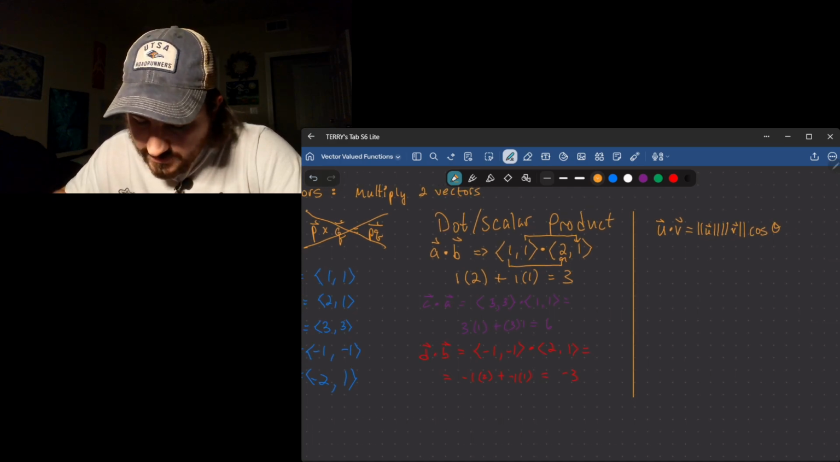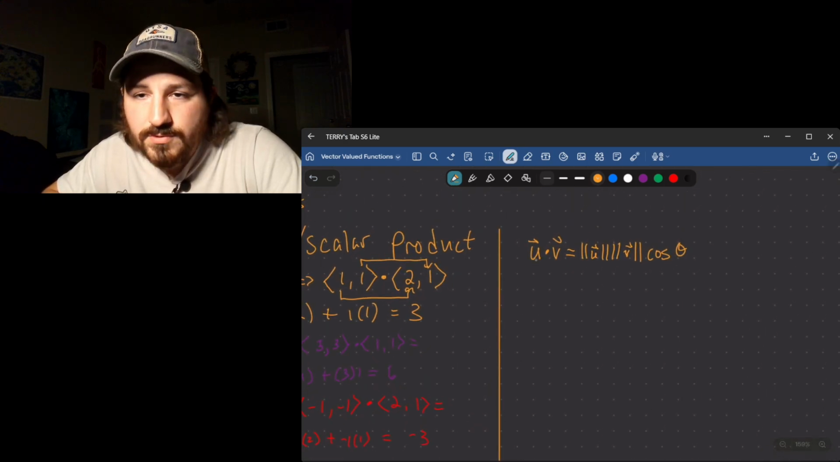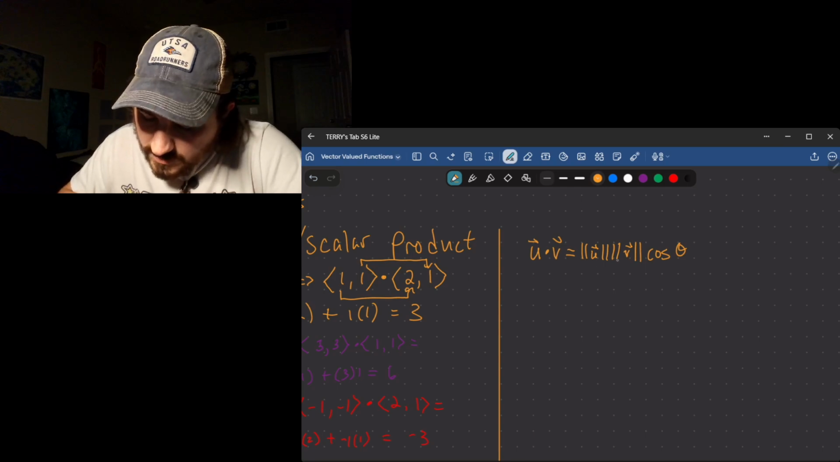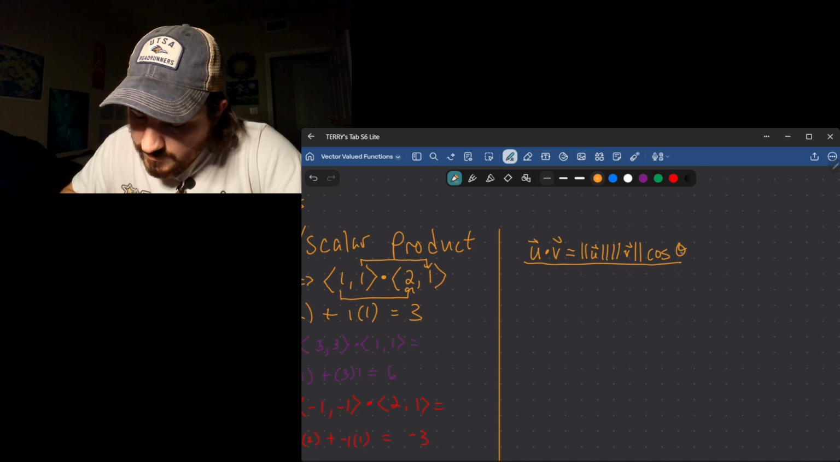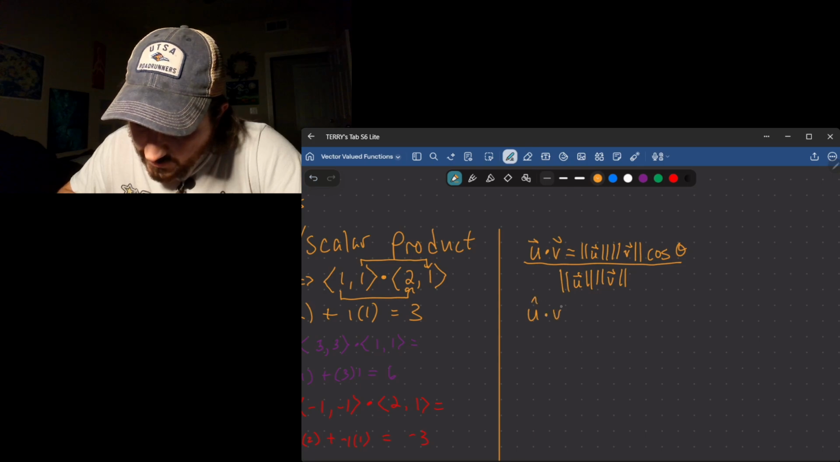So what this is starting to tell us, if we look a little closer at it, is that if I dot product two vectors together, the number I get is actually the magnitudes of both of those vectors times cosine of some angle. So we can solve this to tell us the angle between the vectors. So we're going to pull these magnitudes over, and divide everything by the magnitude of u and the magnitude of v. So we'll get u hat dot v hat.